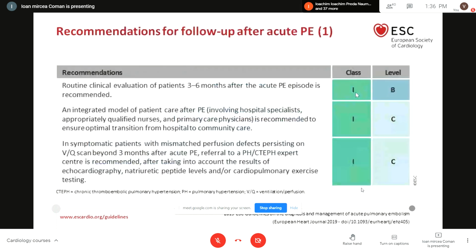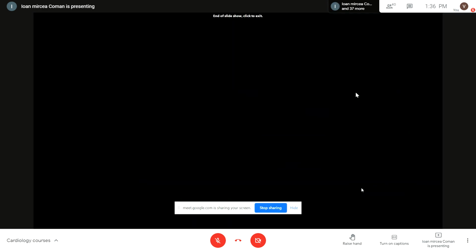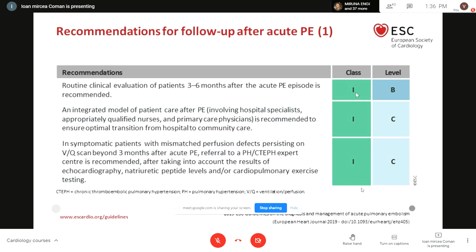And one thing that I should tell you is that very few, around 1 to 3% of patients who have had a pulmonary embolism, will develop in the future a condition called chronic post-embolic pulmonary hypertension. It is a severe condition with high mortality if not operated. So this condition develops quite rarely, but it should be recognized.